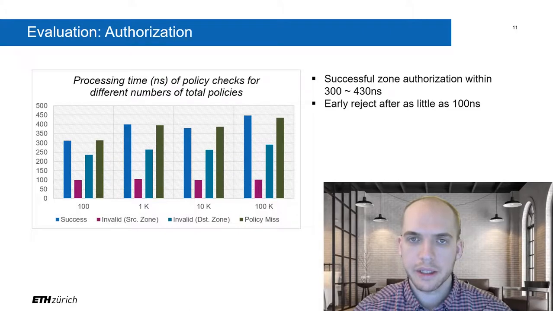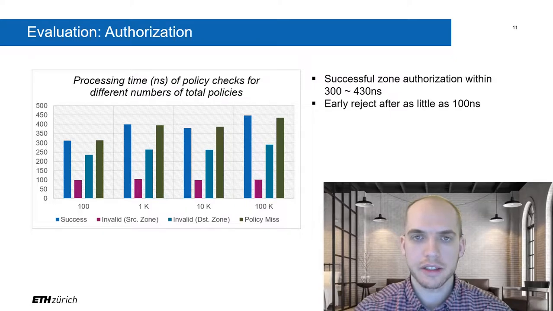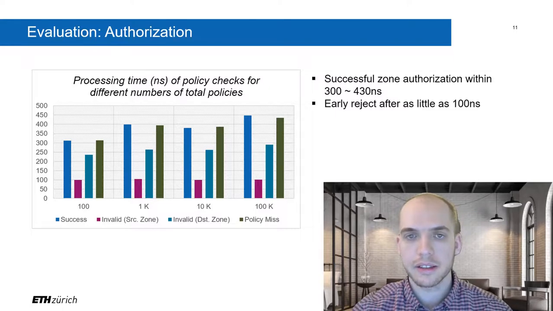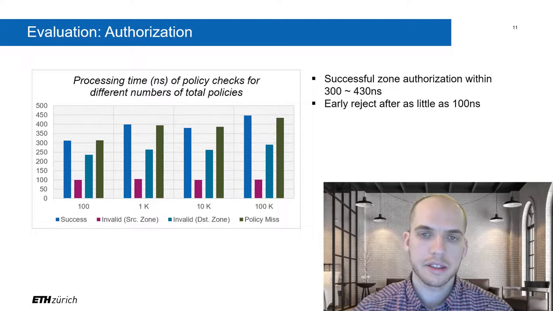We then evaluated the performance of the individual modules. In this graph, we plotted the latency inflation caused by a single policy check on a network packet. With only 300 to 400 nanoseconds, the added latency is negligible. There might be an authorization abort due to three possible reasons. Either the source zone is unknown, the destination zone is unknown, or the transition is forbidden. In such a case, the transition is rejected after as little as 100 nanoseconds.